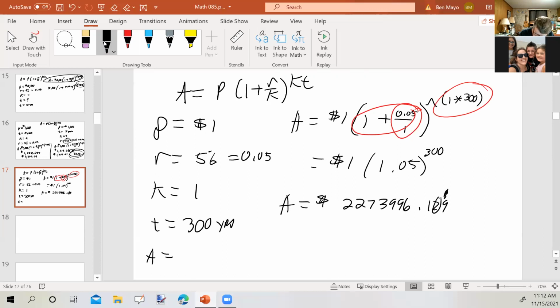2,273,996.129. That's going to round up. So $2,273,996.13. If only we'd been there and could have invested that much.